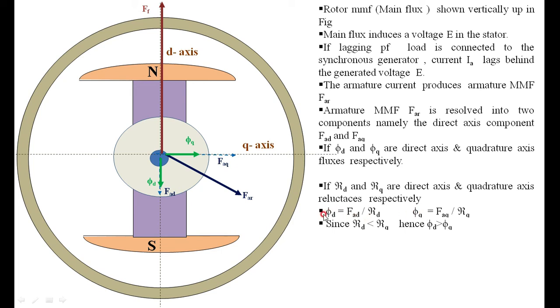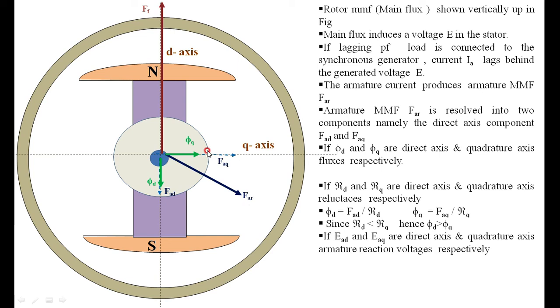Means ultimately we come to the conclusion that the flux produced by the armature current along the d axis is more as compared to the q axis. Therefore, because of phi d, I have got the voltage EAD. That is, EAD and EAQ are the direct axis and quadrature axis armature reaction voltages respectively. Just have to look into the sequence of events.